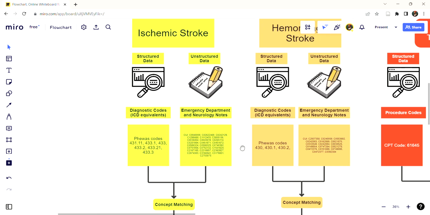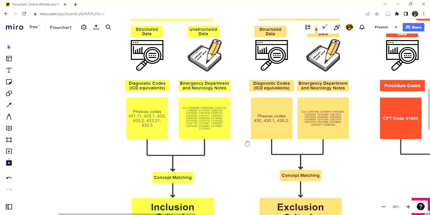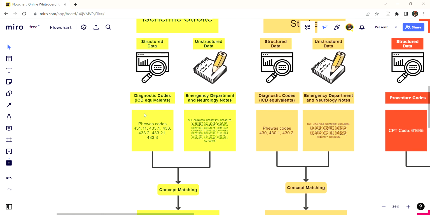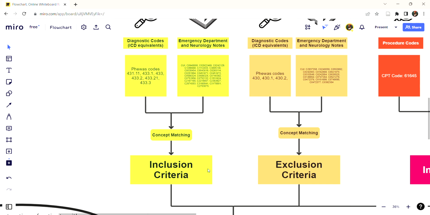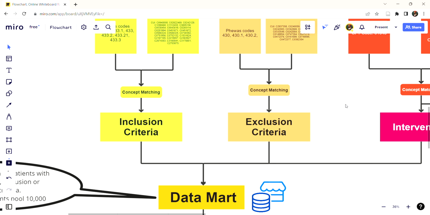We also look for CUI identifiers, which are universal identifiers for words and phrases related to ischemic stroke. We look for those in physicians' notes, more specifically emergency department and neurology notes. And then we do the process of concept matching, which is we are only going to add patients who have both the structured piece of data and the unstructured piece of data. And once the patient has the inclusion criteria, the patient is going to the data mart.